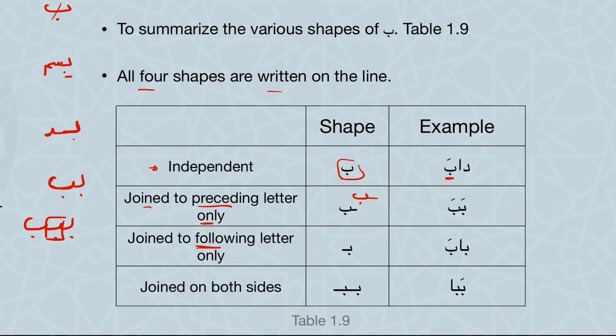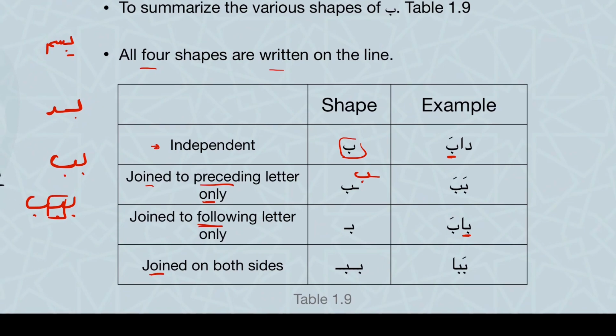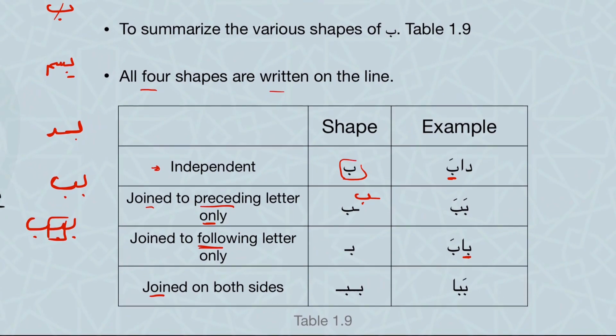We are joined to the following letter, and this is initial. Basically you begin with the letter ba. It would just be half of the boat. So bab, bab, baba. And the last case is when it's joined on both ends. So it would lose half the boat, but it would leave the little tip of it, and of course the dot underneath it. And the example here would be pronounced baba, because fatha and a long vowel alif.